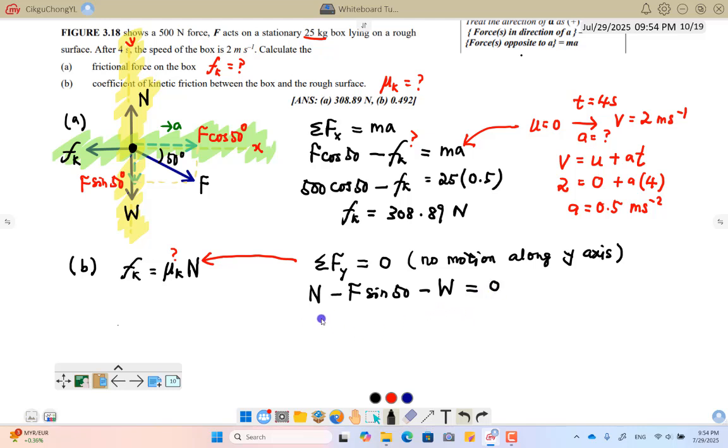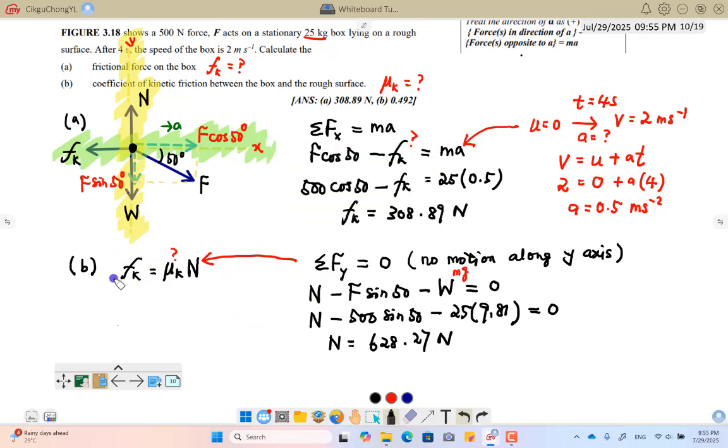Then we put in the values. The external applied force is 500 sine 50 minus the weight of the box. The weight of the box can be calculated using the equation mg. The mass of the box is 25, g is 9.81, the magnitude of g is 9.81, so equal to 0. So we will get the normal force is 628.27 Newton.